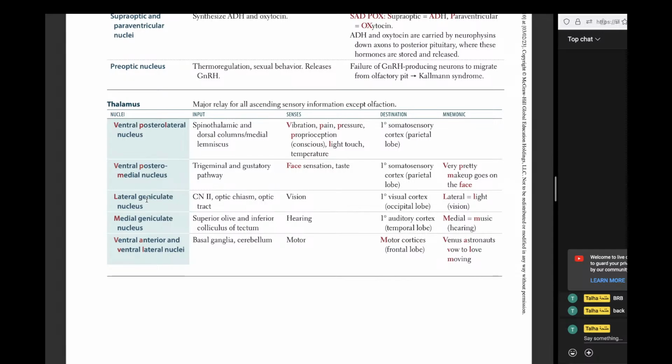Okay. Lateral geniculate nucleus is seeing. So cranial nerve 2, optic chiasm, optic tract, vision. Goes to the primary visual cortex. Lateral equals light. Medial geniculate, medial equals music, for hearing. Superior olive and inferior colliculus of tectum, and it's hearing. And then ventral anterior and ventral lateral nuclei are motor: basal ganglia and cerebellum to motor cortices. Okay, so I want to make a note for this one. This will also be a good one.